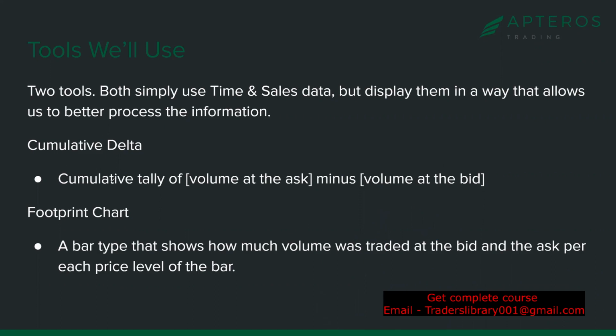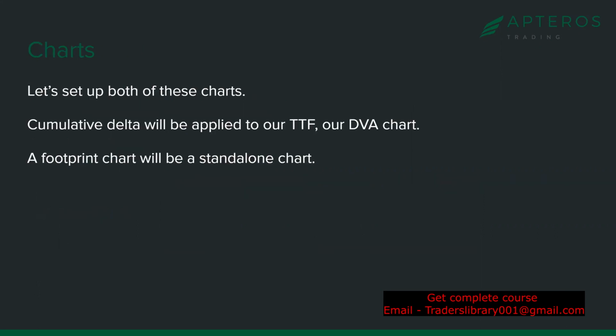Cumulative delta, as an indicator on a chart, is going to match whatever periodicity your chart is. If you're looking at a 1-minute chart, it's going to show you the cumulative delta for each 1-minute period as it rolls along. A footprint chart, however, is a standalone chart. It's on its own, so you need to choose a periodicity and whatnot. So I think that's all I wanted to say. Let's set them up. We're going to apply delta to our trading time frame chart, and the footprint is a standalone chart.